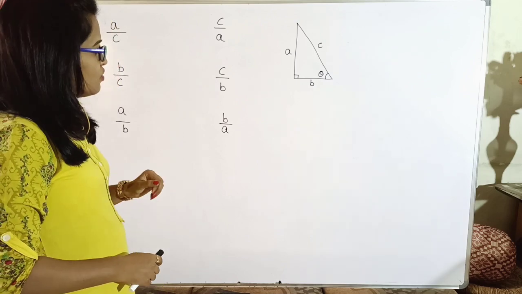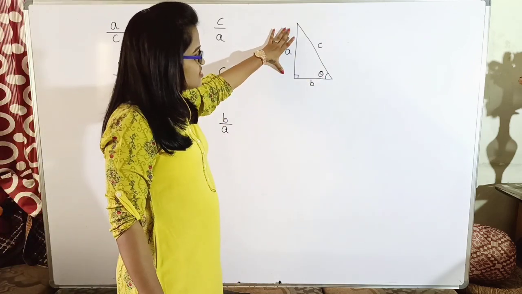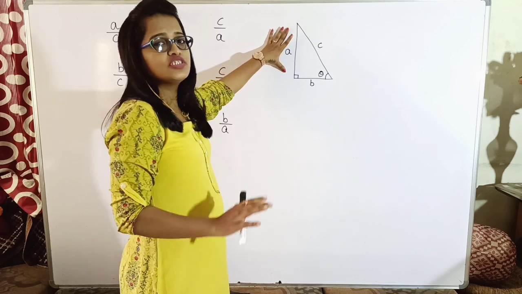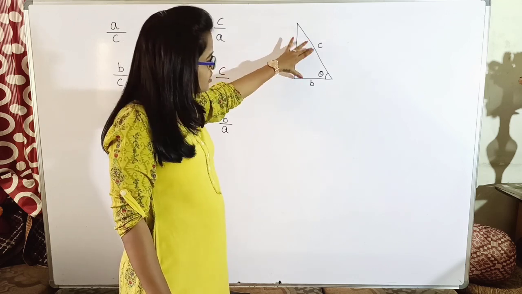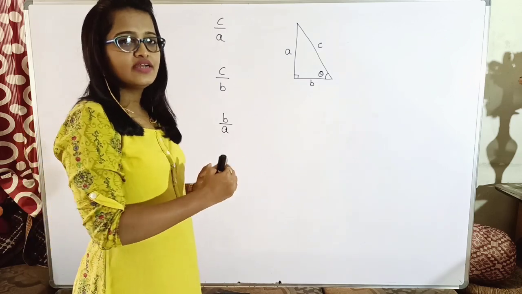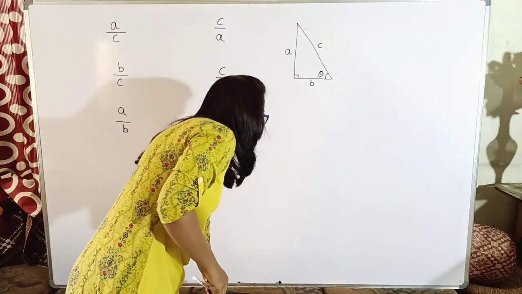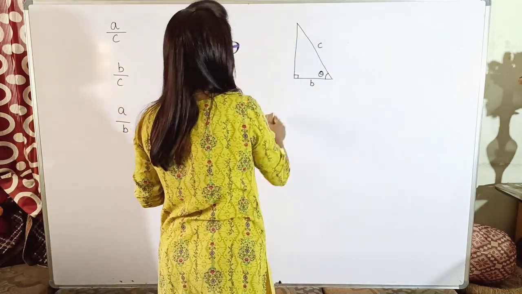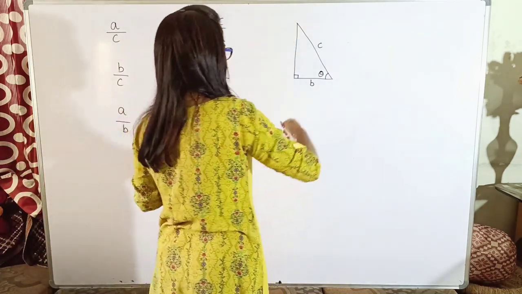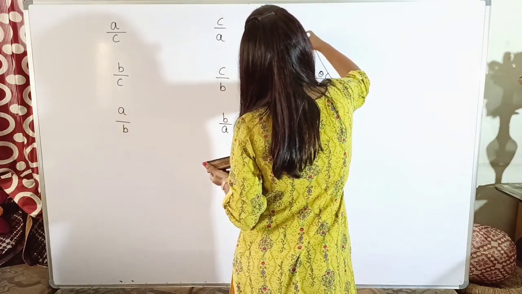Now, with respect to theta, how is this side? Like at what position is this side? Is this side opposite to theta? Yes. Is the side opposite to angle theta? Yes. So now instead of writing it as A, what if I write it as opposite side? So I will write it as opposite side.